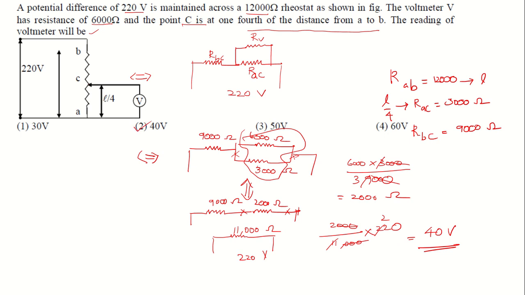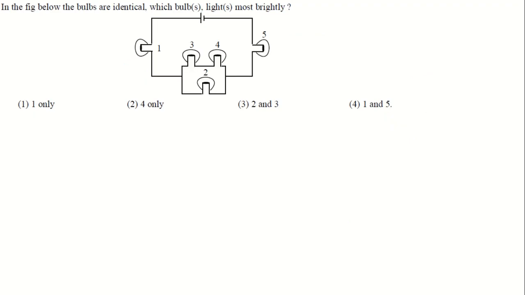So here, some important concepts are there. The first very important concept is how resistance is proportional to the length. Then another one, the parallel combination. And another one, how the voltmeter measures the value. A good question, a simple but conceptually good question.